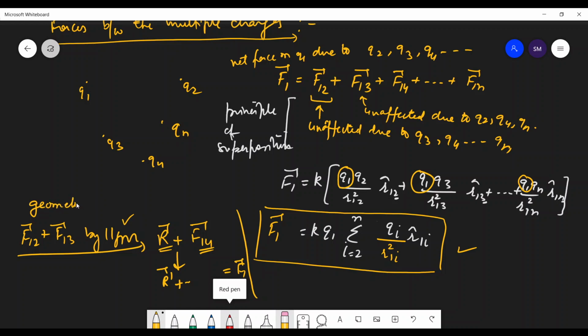And this figure is also given in your book as figure 1.8.